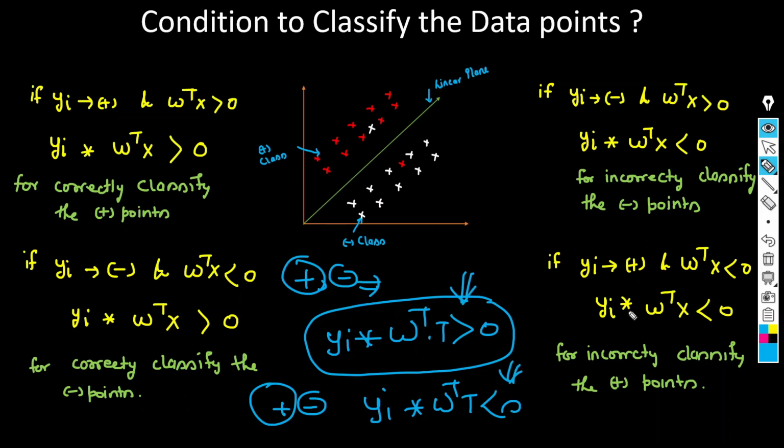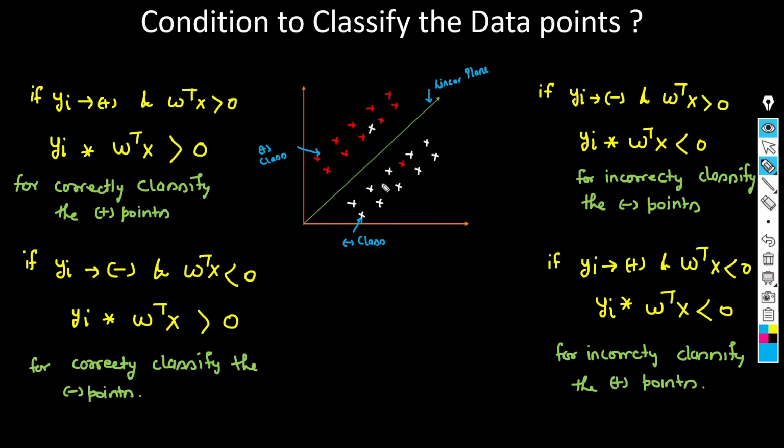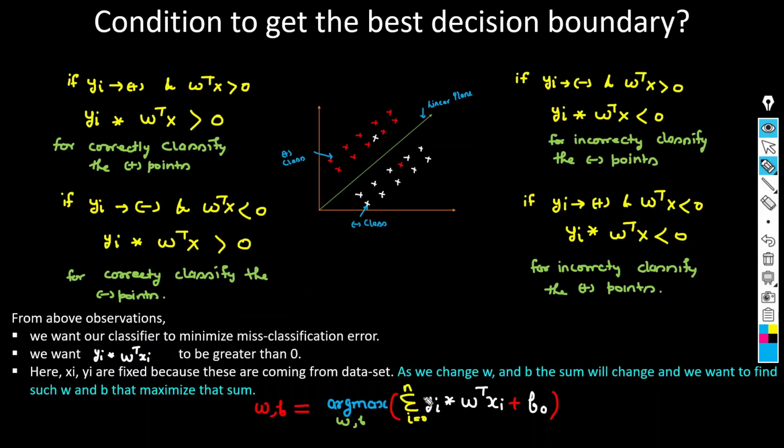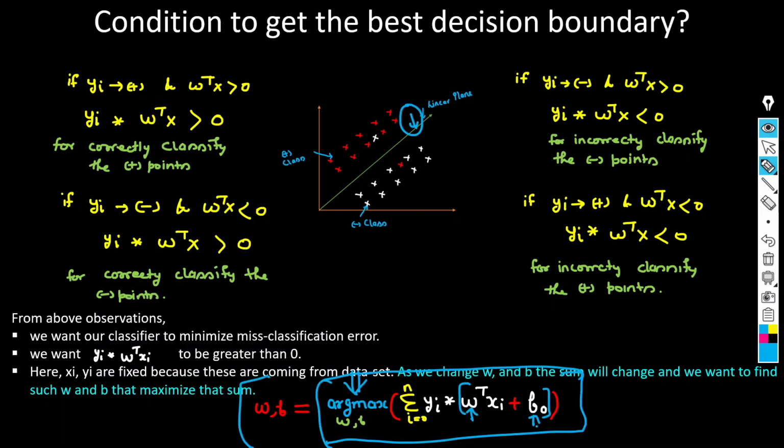Our objective is to classify correctly. So we want y_i W transpose x to be greater than 0, and as high as possible, because if it is always greater than 0 for all the points, we will classify all the points correctly. So we want this to be maximum. If the plane is not passing through the origin, then we can write this equation like this. This is the final equation.